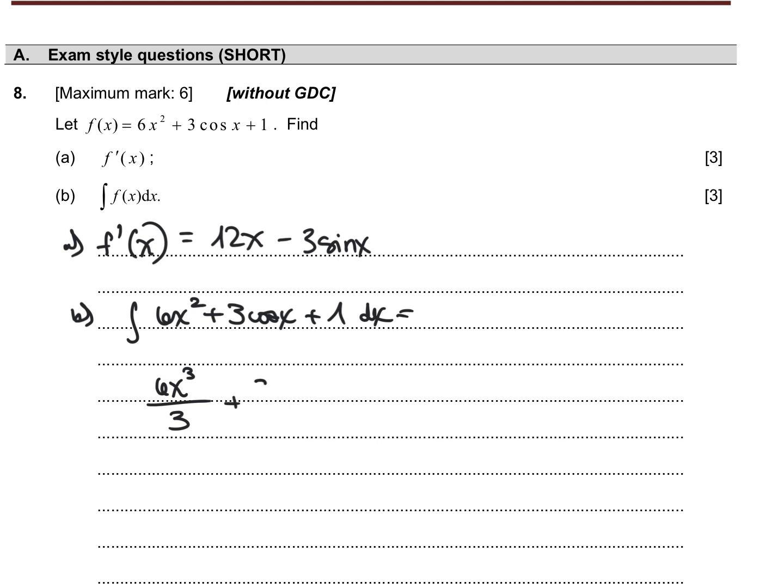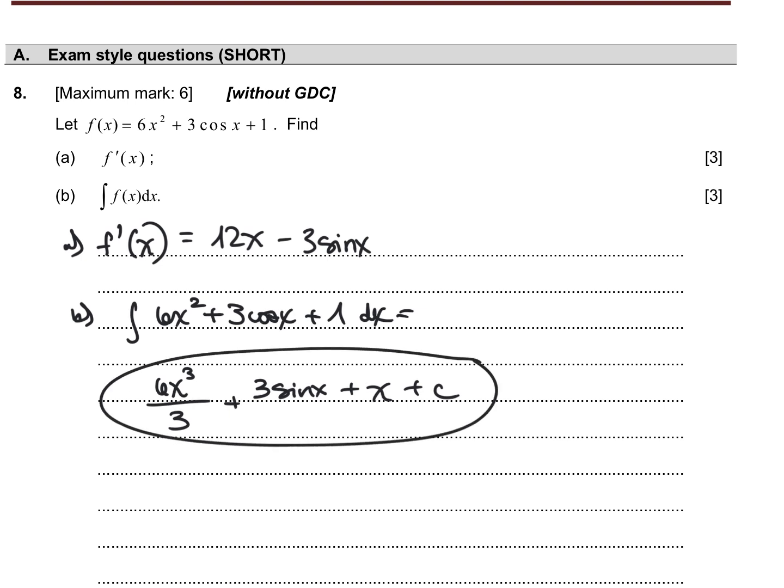Cosine is going to be sine, because you're thinking what the derivative of what is cosine, and the derivative of sine is cosine. And then it's just 1, so we add on an x and then plus c. So this is that answer.